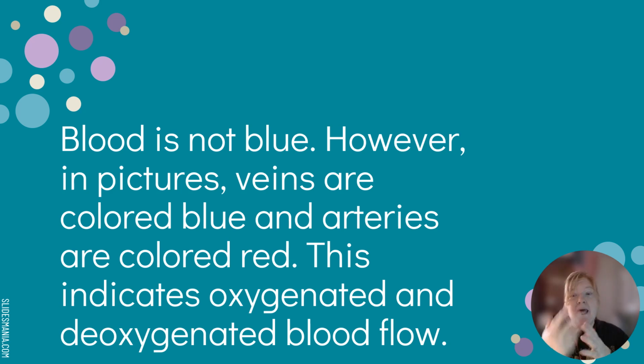So when you see red vessels, the blood in there would be bright red, because it is oxygenated. And the blood that is indicated as blue is deoxygenated. So it's on the way back to the heart and it has less oxygen in it. So it's going to be a darker red, but not actually blue.